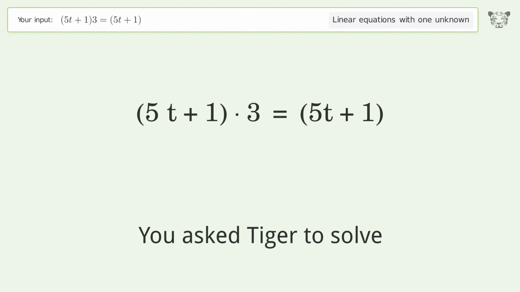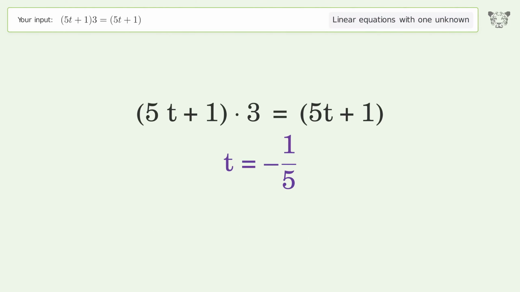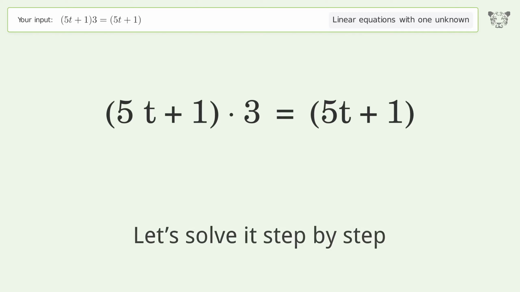You ask Tiger to solve. This deals with linear equations with one unknown. The final result is t equals -1/5. Let's solve it step by step.